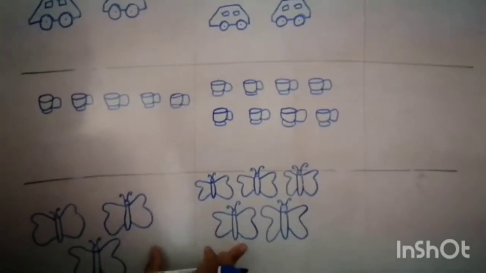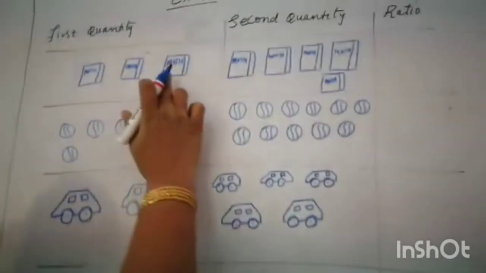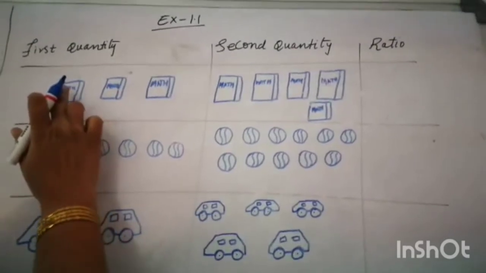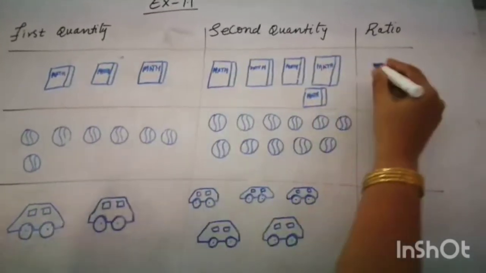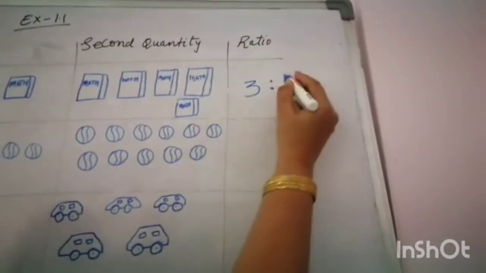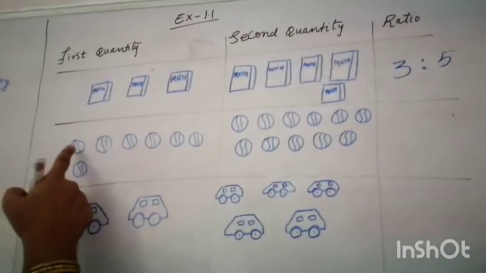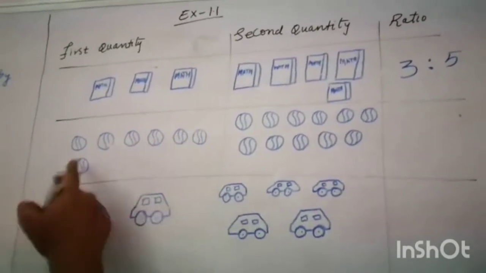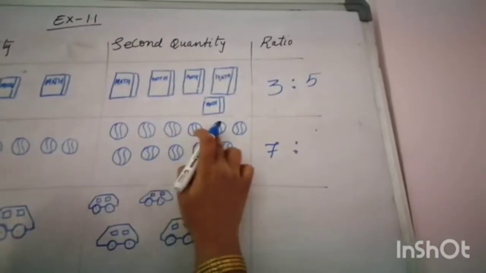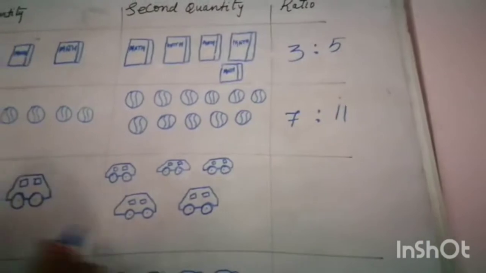So comparing two same quantities by division is called ratio. Here maths books to maths books. What is the first quantity? How many books are there in the first quantity, children? 3 ratio 5. Next, how many balls are there in the first quantity? 7 ratio 11. Cars.